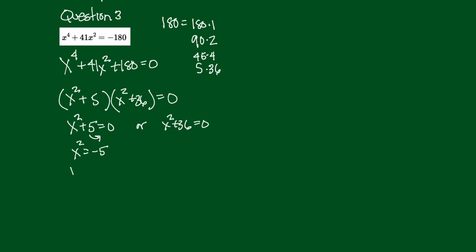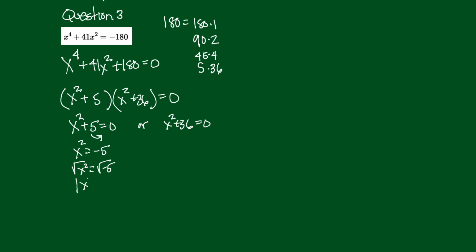Take square roots. Square root of x squared equals square root of negative 5. On the left side, square root of x squared is the absolute value of x, equals, now I have square root of a negative. That's an i, and I don't know square root of 5, so I'm just going to write i square root of 5. And then when I remove the absolute values, this is where you get plus or minus. So x is equal to plus or minus i square root of 5.